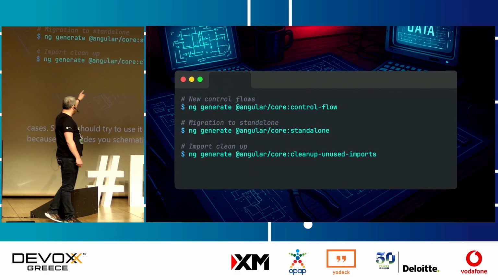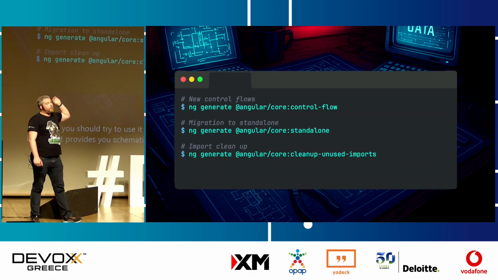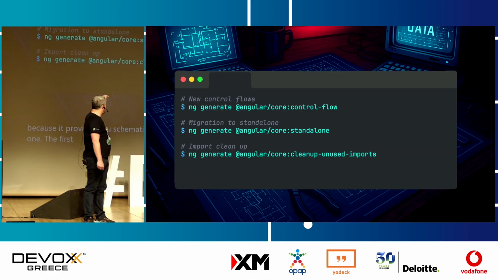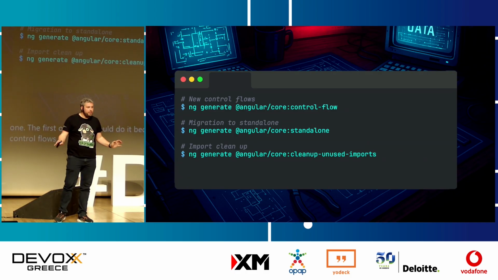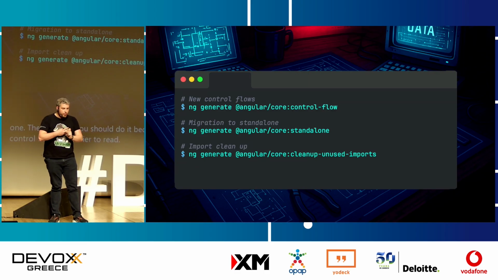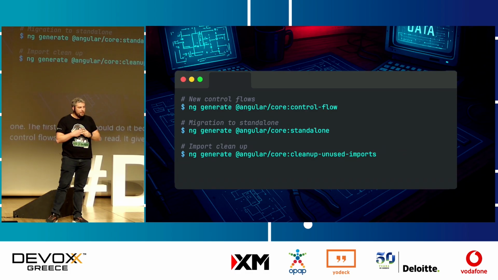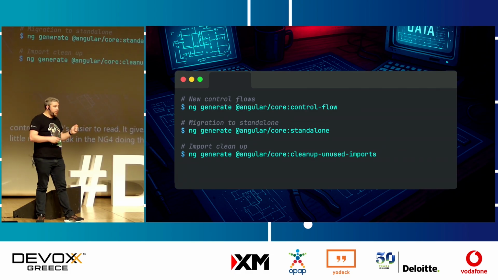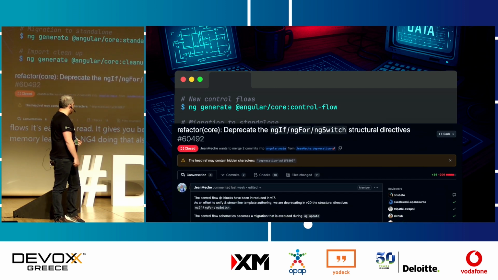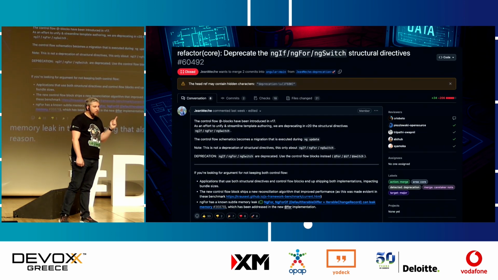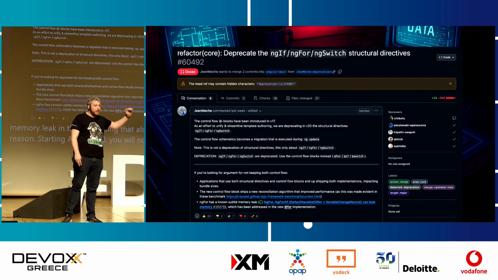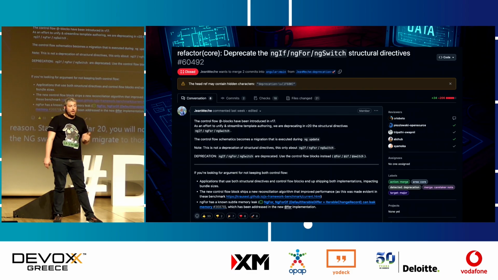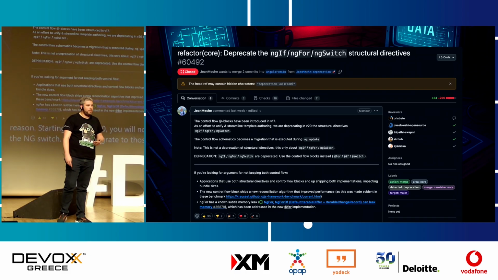One that's really nice is the first one. You should do it because basically you will have the new control flows. It's easier to read. It gives you better performances. You also skip the little memory leak in the ngFor. So it's great, but there is another reason. Starting Angular 20, you will not be able to use the ngFor, the ngIf, and the ngSwitch. You will have to migrate to those. So start now. Don't wait to do it.